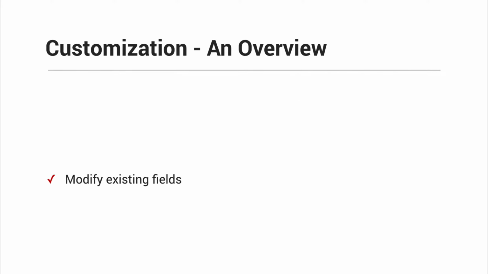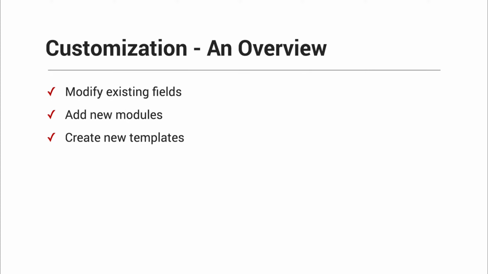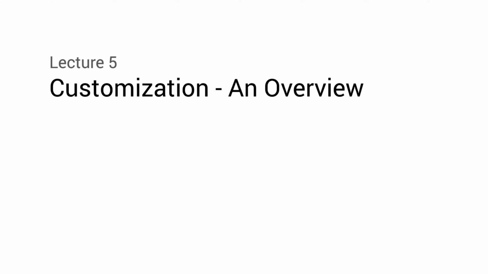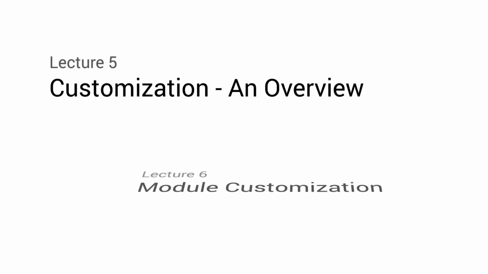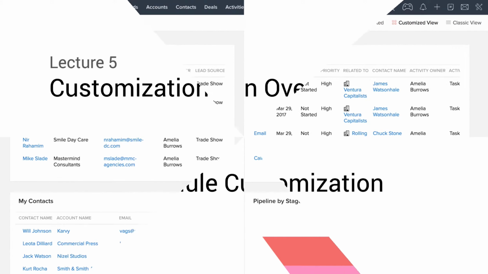For example, you can modify some of the pre-existing fields, add new modules, and create new email templates. When used extensively, these customization settings let you entirely repackage CRM to fit your requirements. In this lesson, we're going to look at an overview of major customization settings. This lesson will be followed by another, which will talk in further detail about module customization. So let's go ahead and begin.